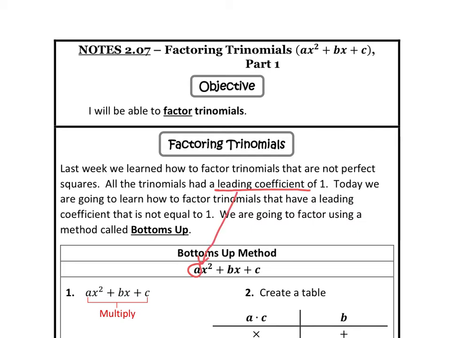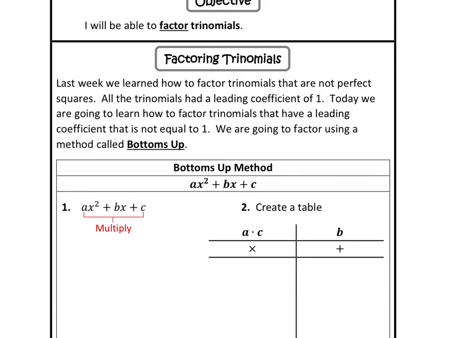So we had a leading coefficient of 1, and today we're going to learn how to factor trinomials that have a leading coefficient that's not equal to 1. So the number in the front can be 3, 5, any number different than 1. And so we're going to begin truly using the bottoms up method. Let's look at what the steps are for that.